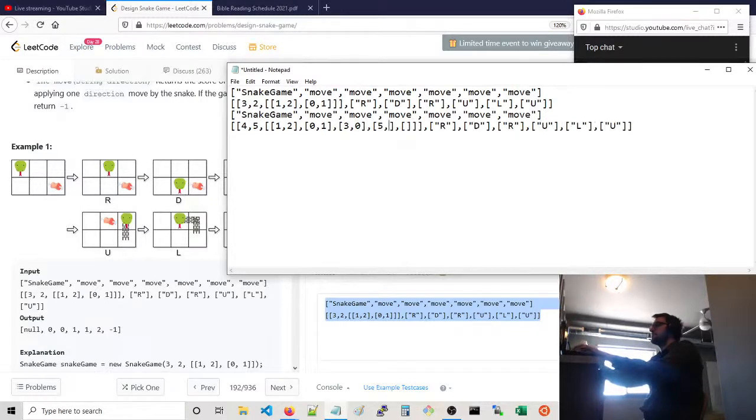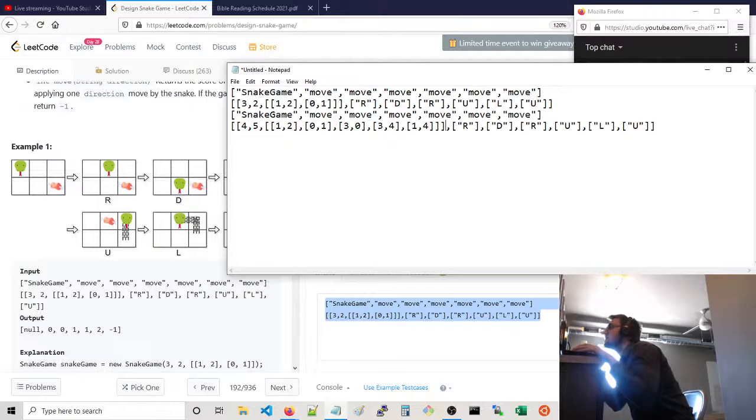3, 0, 5. Oh, there's no 5. 3 by 4. 1 by 4. Right, something like that. And then you can just do 1, 2, 3, 4, 5, 6. Yeah, that's fine. We're just going to go to the right 6 times.